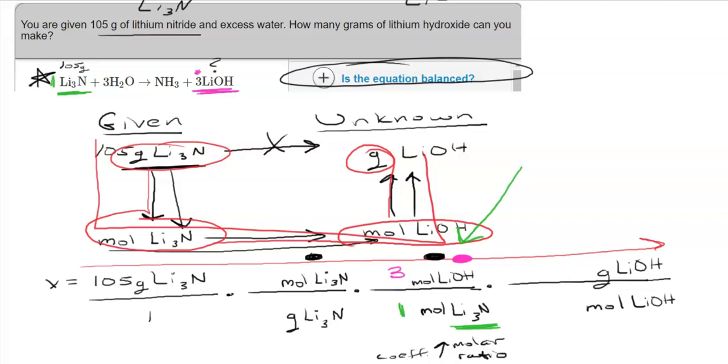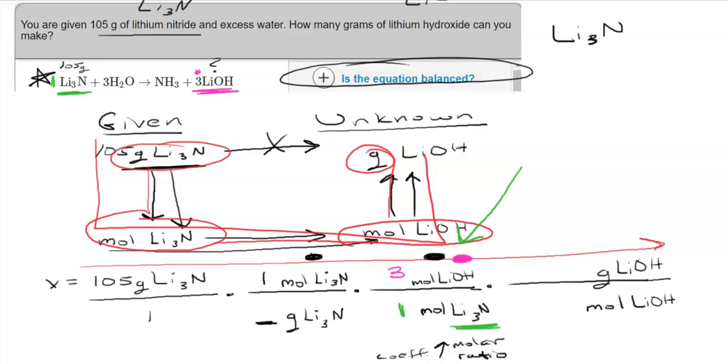Now, the rest, I have to find molar mass. So, for example, 1 mole of lithium nitride weighs a certain amount. So I have to fill that in. Well, if I look at my periodic table, here's lithium nitride. I'll put this up top to give us some room. There's 3 lithiums and 1 nitrogen.